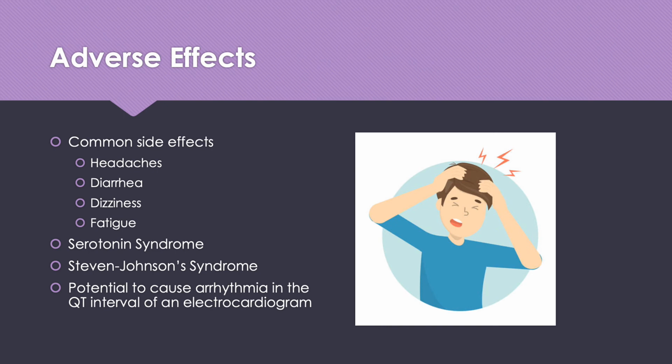So like I said, these side effects are more rare, but serotonin syndrome occurs when you take medications that cause high levels of the chemical serotonin to accumulate in your body, so you have an excess of serotonin. Stevens-Johnson syndrome is where you develop a rash all over the body, especially around your mucous membranes.